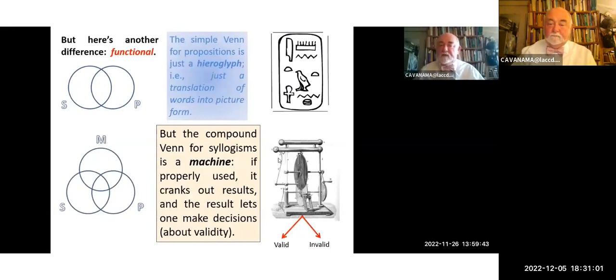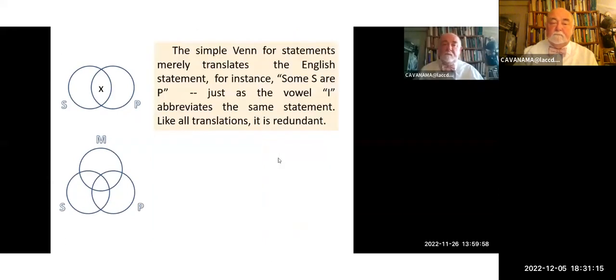But the compound Venn for syllogisms is a machine. Properly used, it's going to allow you to crank out some results real quickly. Answer the question: is this syllogism valid, yay or nay? It's going to give you a decision right away. This is valid or this is invalid.